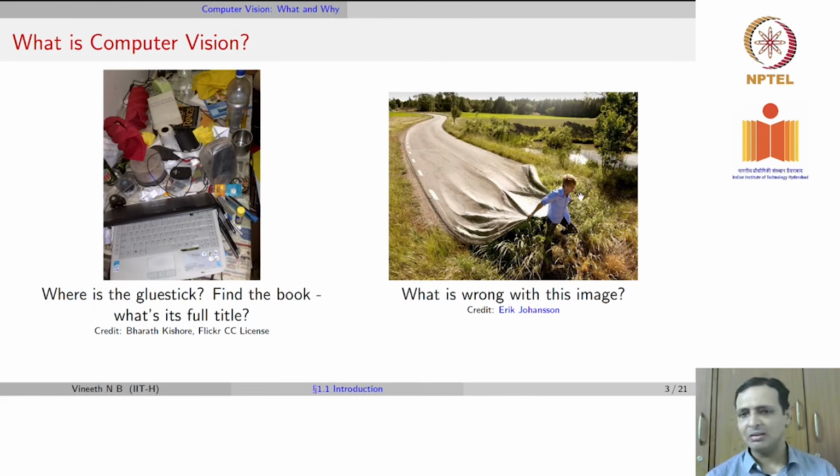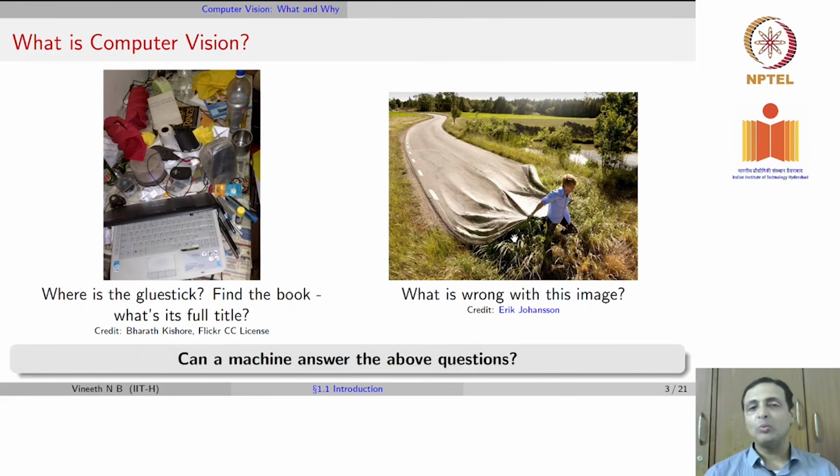And the image on the right, by looking at it, if I asked you the question, what is wrong with this image? It seems very naturally made, but from our knowledge of the world and our knowledge of how the world behaves, we would probably say that somebody has tampered and created this image, and this does not seem to meet some natural laws that we know of.